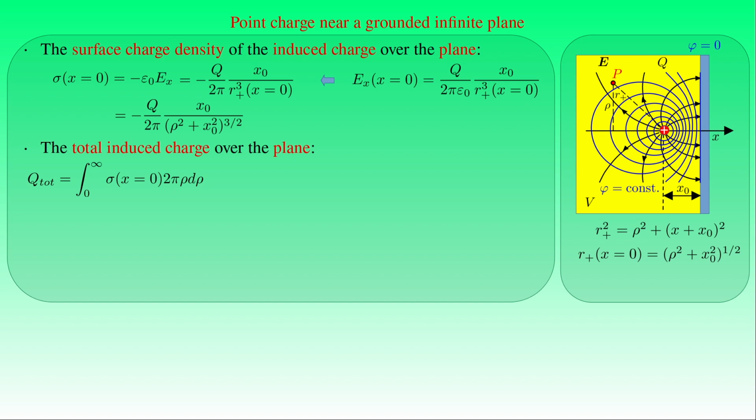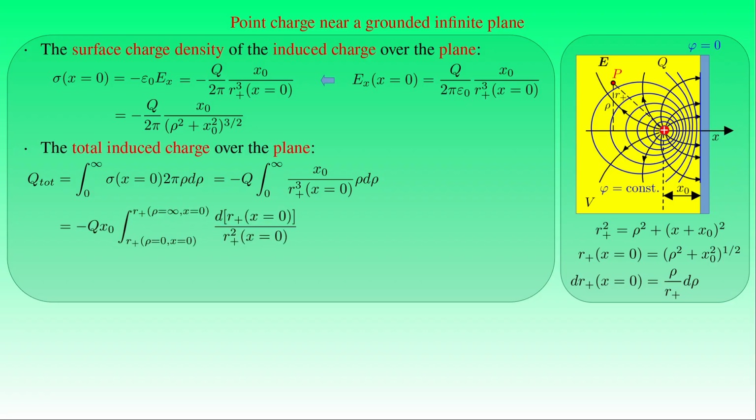If we insert the expression obtained for sigma at x equals 0 into the integral, then the total charge over the plane can be written as minus q, times the integral of x naught over r sub plus cubed at x equals 0, times rho with respect to rho from 0 to infinity. Since the differential of r sub plus at x equals 0 is given by rho over r sub plus, times d rho, we can apply this result to change the variable rho of the integration to the distance r sub plus. Then we can write the right-hand side as minus q times x naught, times the integral of 1 over r sub plus squared at x equals 0 with respect to r sub plus at x equals 0, where the lower and upper limits of the integral are r sub plus at rho equals 0 and x equals 0, and r sub plus at rho equals infinity and x equals 0.